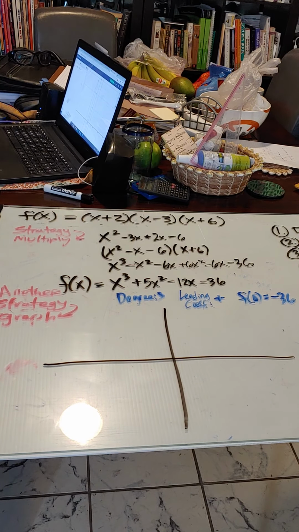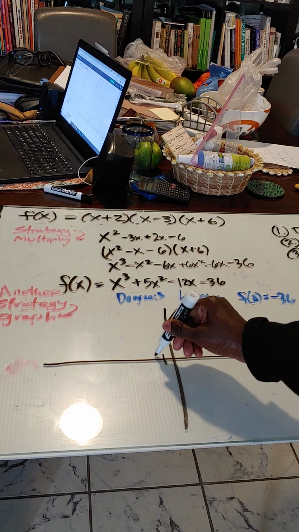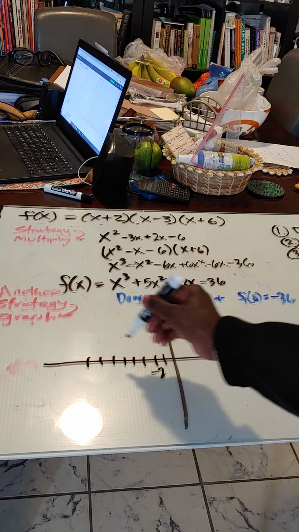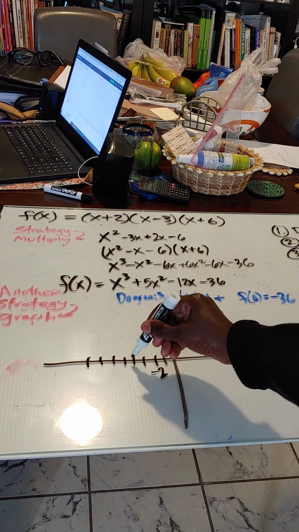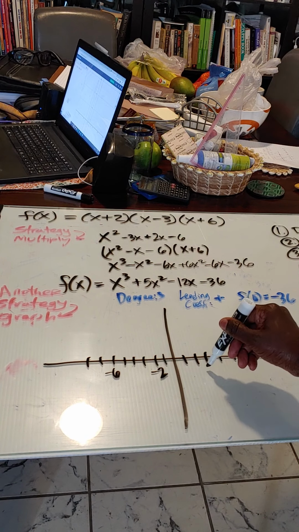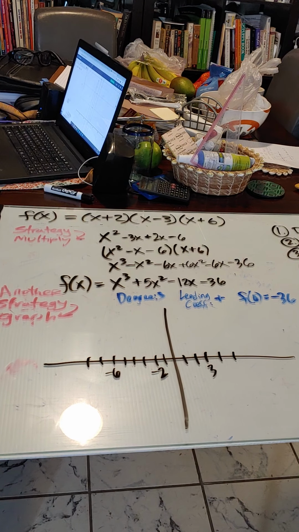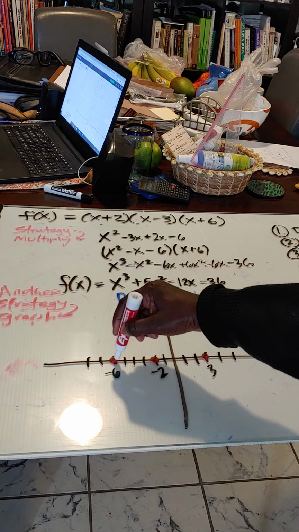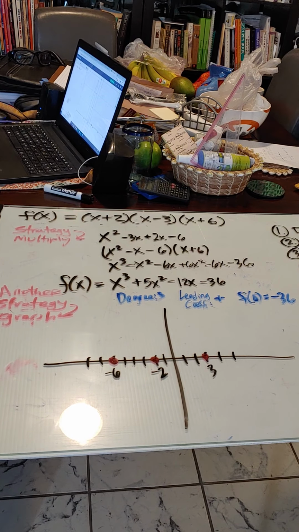And so I know that x is negative 2. X is also negative 6. So negative 2, 3, 4, 5, 6. Negative 6 is here. And x is also positive 3. Okay. And so my 3 zeros are really important, because that tells us where this function is intersecting the coordinate plane along the x-axis. Okay, so we've got our zeros identified.